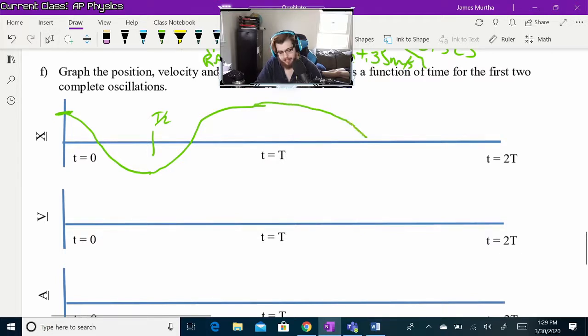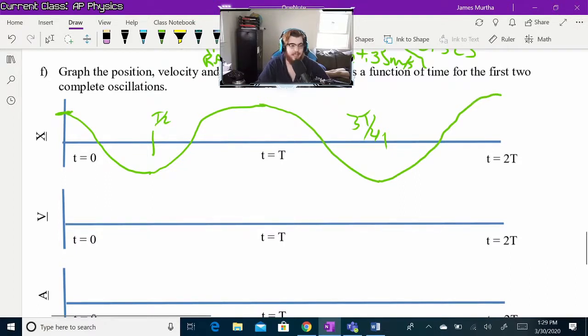So it comes back down. Oh, I need to erase that part. Please don't erase the whole thing. Thank God. So this is going to be our 3/4 T. And then 2. Bada bing, bada boom. It looks really bad, but it's a good old cosine wave.